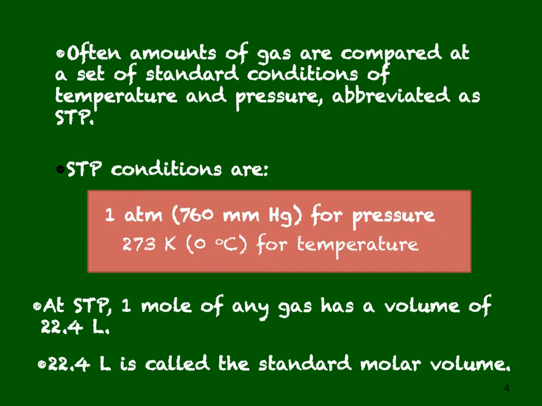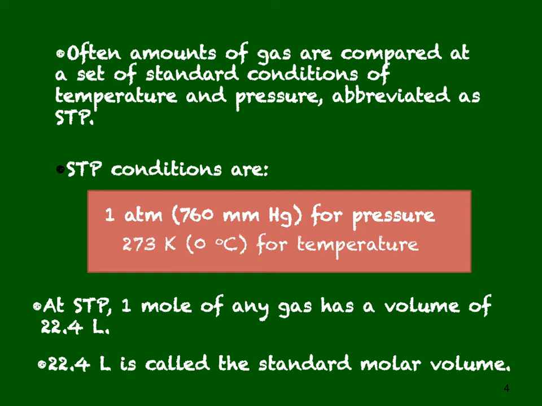Now, a lot of times we want to make sure that our gases are being compared, and in all honesty, V1 over n1 equal to V2 over n2 is not a very common use of Avogadro's law. But that being said, we have something that's going to be really super useful, and that is the concept of the STP, standard temperature and pressure.